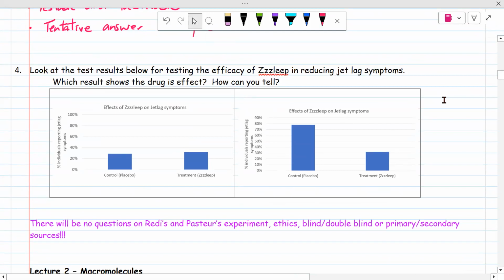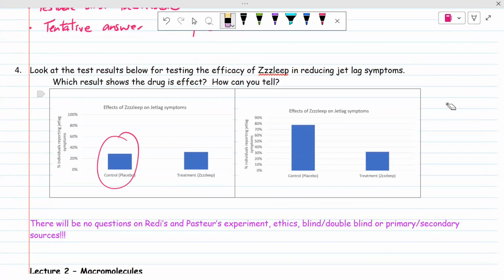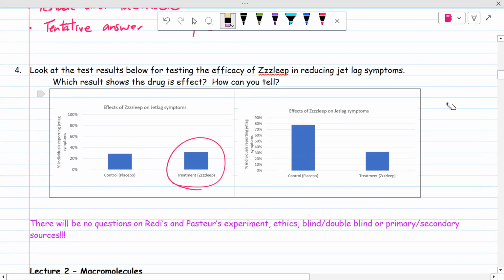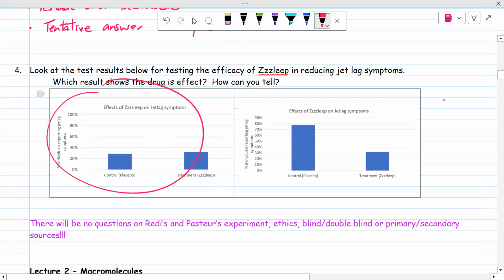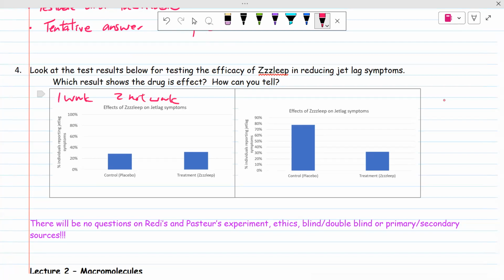Okay. Let's take a look at the graph. I have not tested you on the graphs yet, so there will be a question related to this. Let's take a look at the one on the left side. We have the placebo group, also known as the control group in this context, and we have the treatment group. Does the drug work or not work over here on the left side? 1 for work, 2 for not work. Show me what you think.